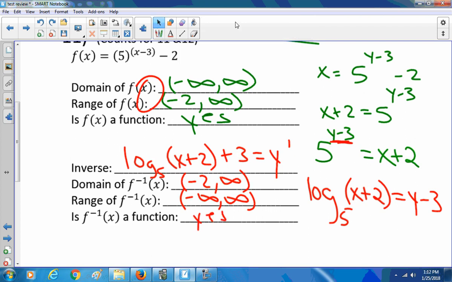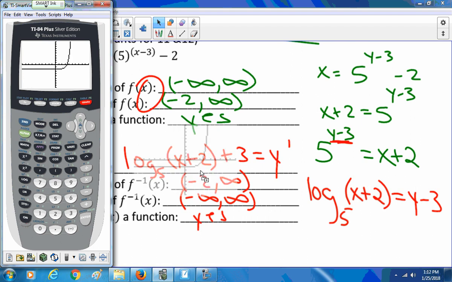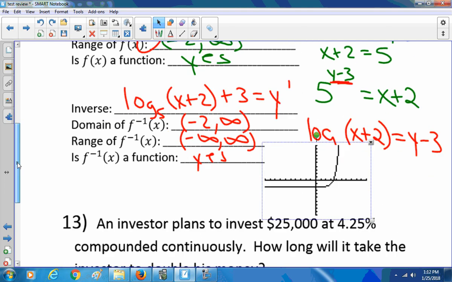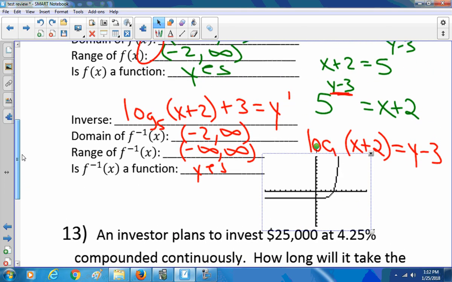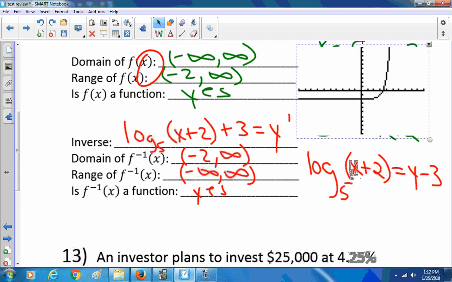My suggestion to you on graphing these: 5 to the x minus 3 minus 2. First of all, there's a graph down here somewhere. Well, I didn't put a graph up there. There'll be a graph on your test. So what I would suggest doing is graphing this one, drawing your horizontal asymptote, picking a couple nice points, and then the easiest thing to do, instead of typing the logarithm, is do the inverse.